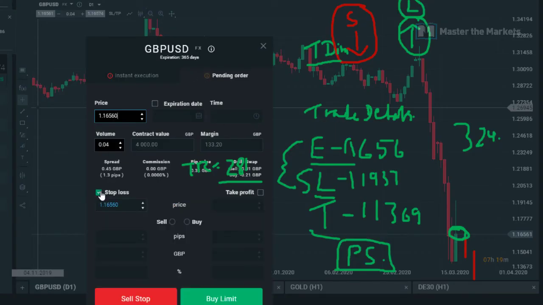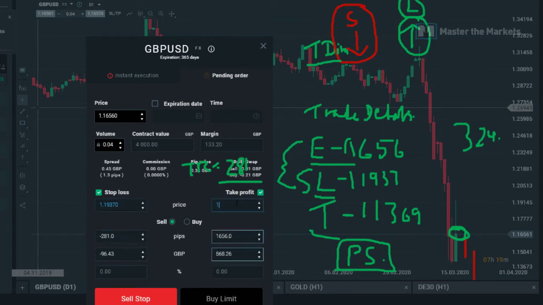I want to put my stop loss to ensure that I'm safe, which many traders, even after 8-9 years of trading, do not even know what that's about. I punch in this number, 1.1937. Okay, 1.1937. And then finally, take profit is 1.1369. Okay, is what I am looking at.